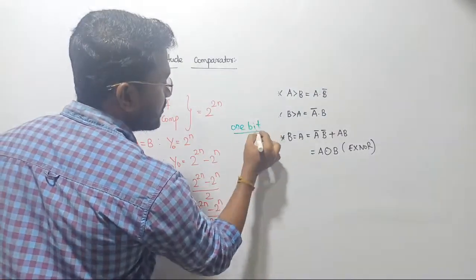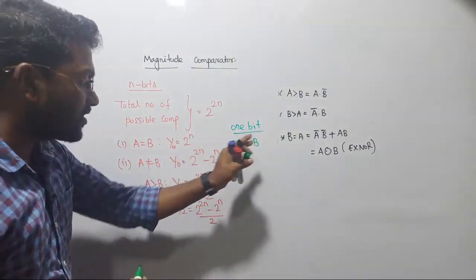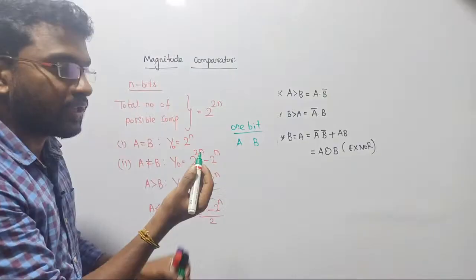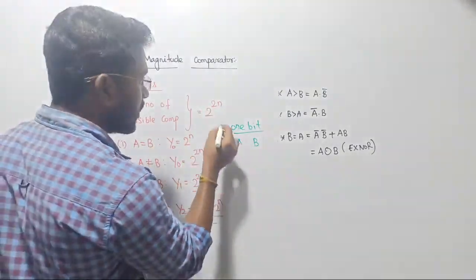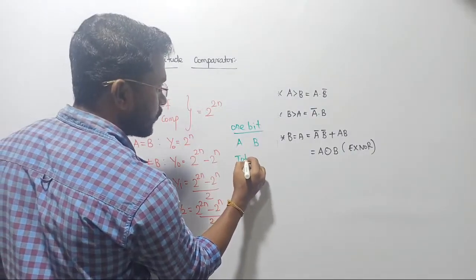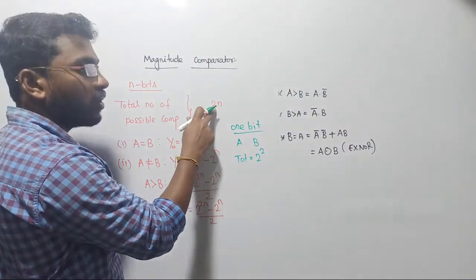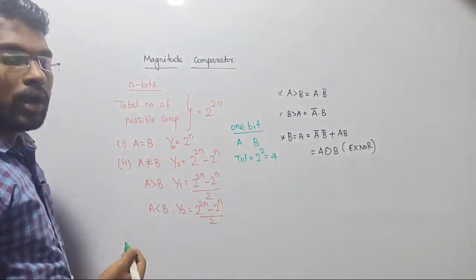When we are comparing only a single bit, A is the single bit, B is also a single bit. I'm just making the comparison between these two single bits: 00, 01, 10, 11. That is one bit comparison. So in one bit comparison, n is going to be 1, such that the total number of possible combinations for one bit comparison is 2 power 2, because n is 1, so 1 into 2 will become 2, and 2 power 2 will give you 4. Total number of possible combinations is going to be 4.